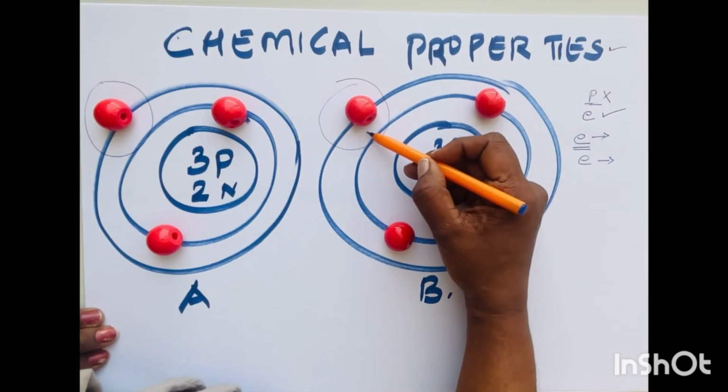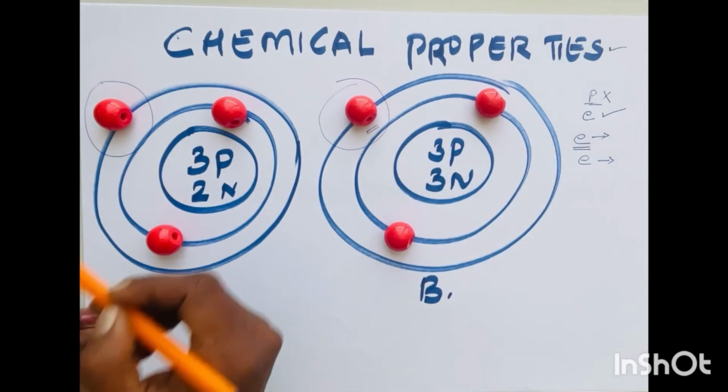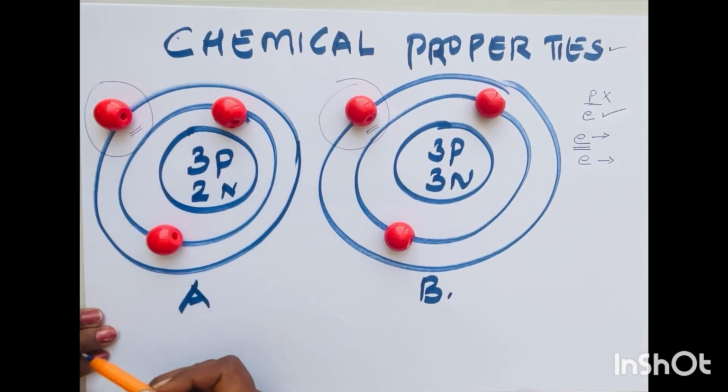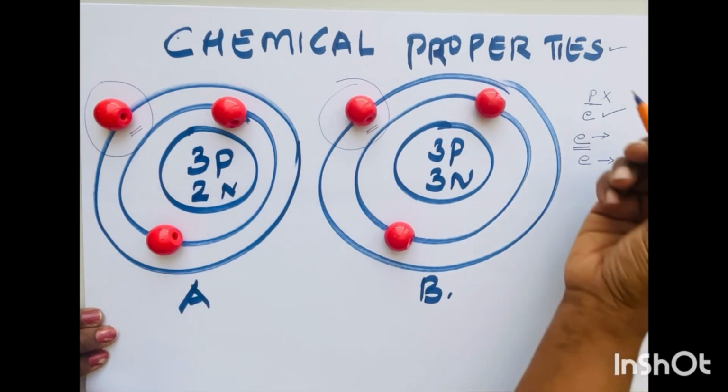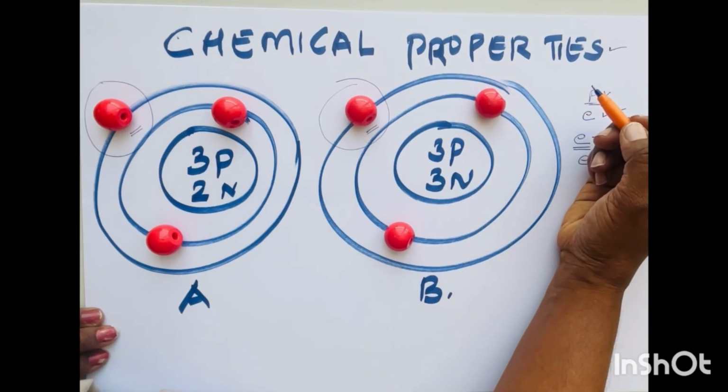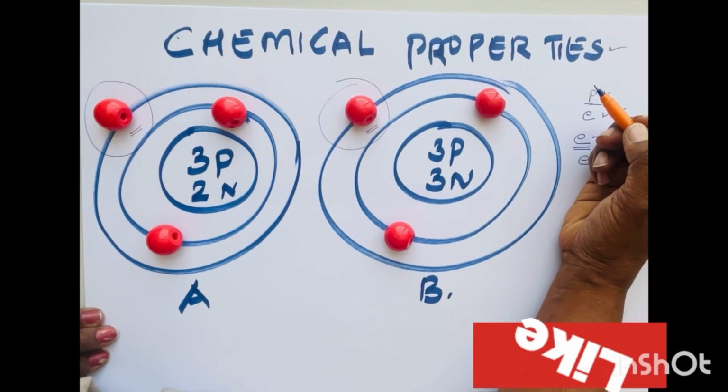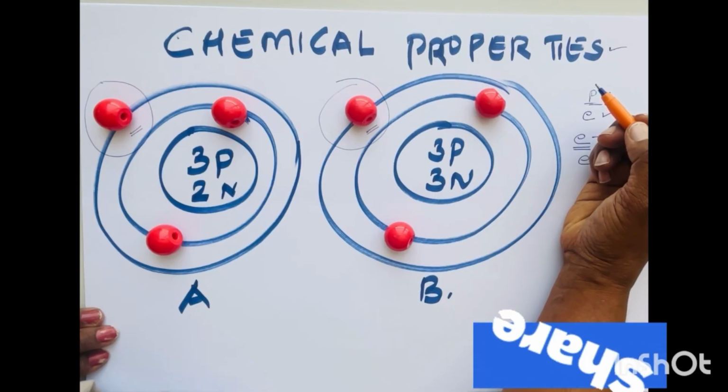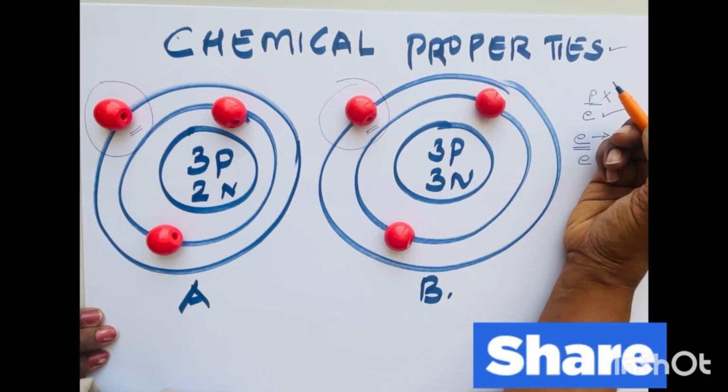So the number of outer electrons is responsible for the chemical properties of the atom. In this case, all the isotopes have the same chemical properties because the number of outer electrons is the same.